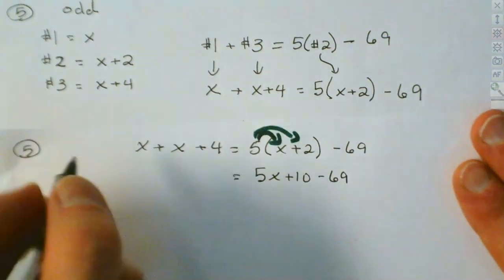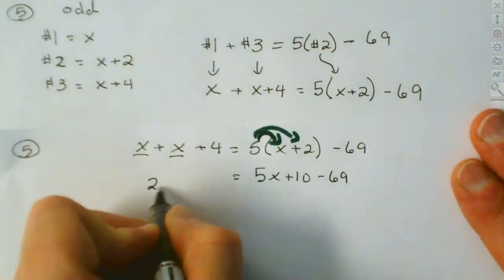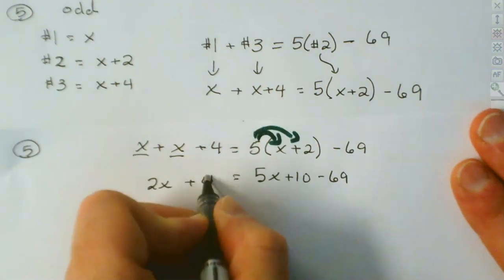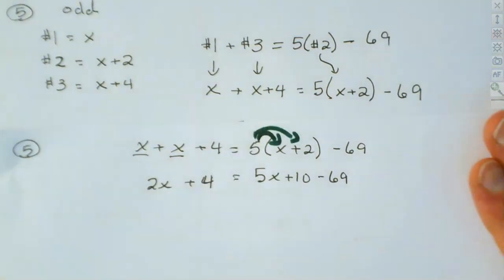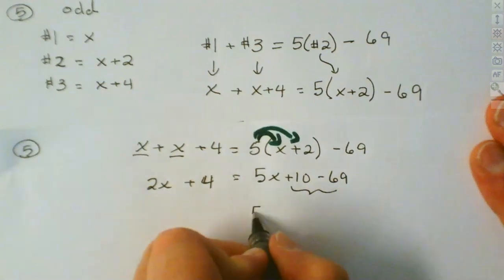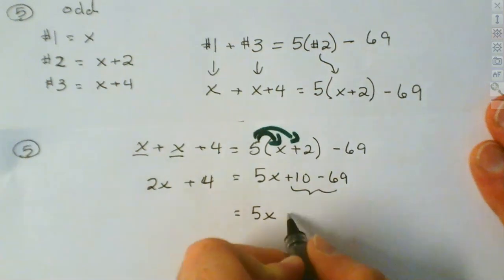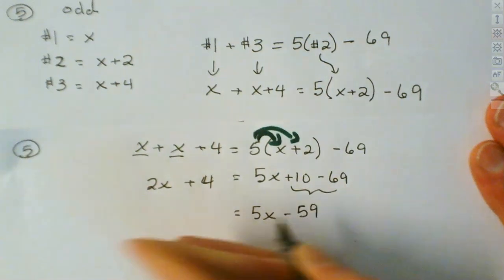Now, what about the other side? Yep, we can combine those together, and that makes it 2x plus 4. Now we can work a little bit further. What about over here? Okay, so now we've got a 5x on the right, and a 10 minus 69, that makes it a minus 59.